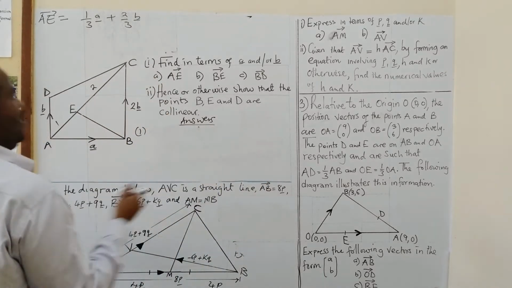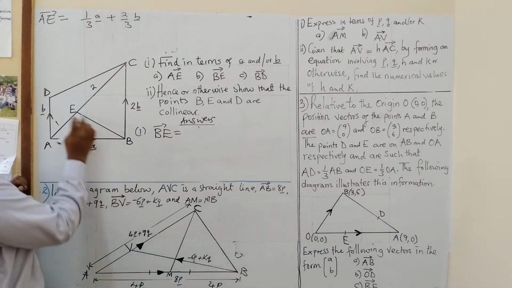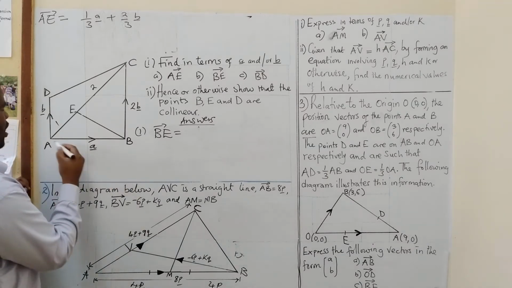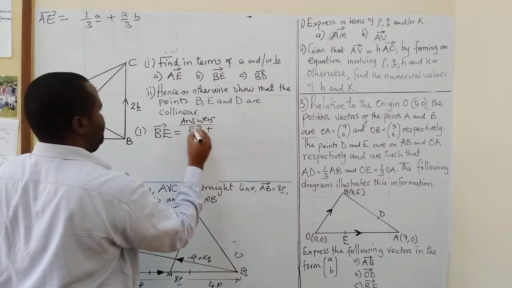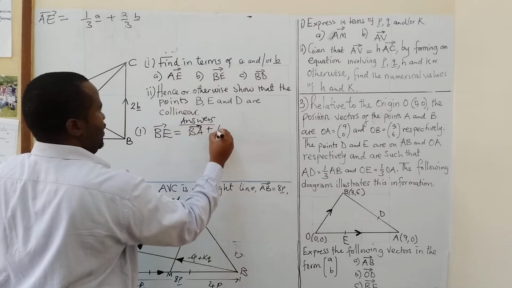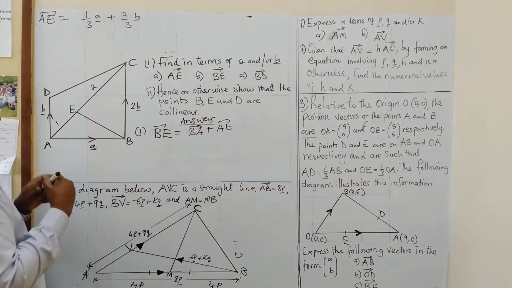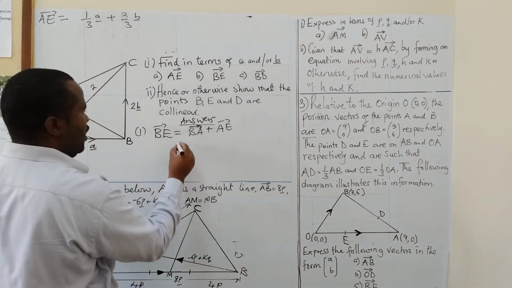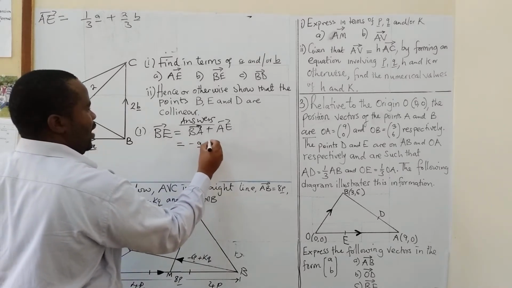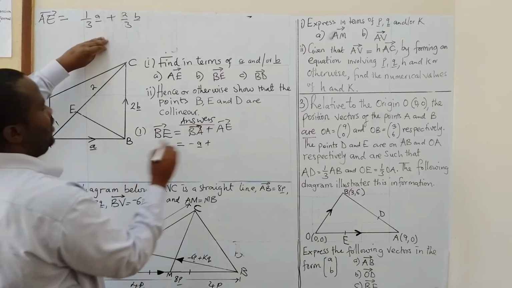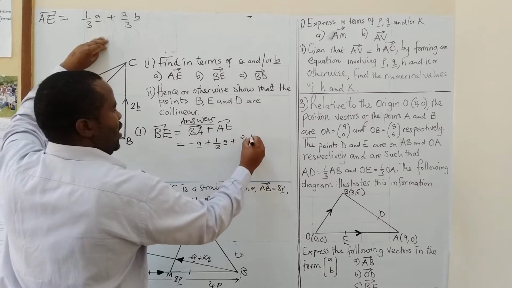What's the second one? BE. You have B, you want to go to E. How can you move? You can move from B to A to E, so BA plus AE. Or you can take another route as long as it is known. So now, what is BA? We are going against the direction, so it will be negative a. Plus, what is AE? AE is 1 over 3a plus 2 over 3b.